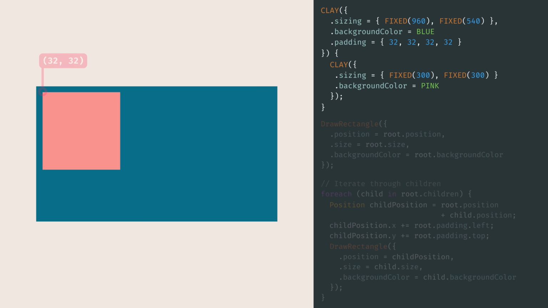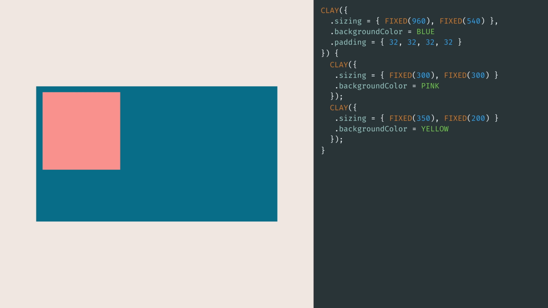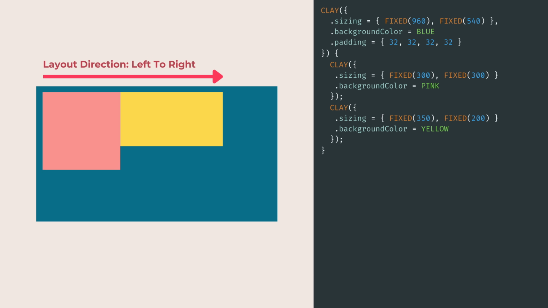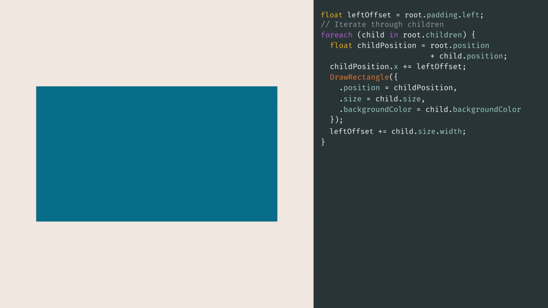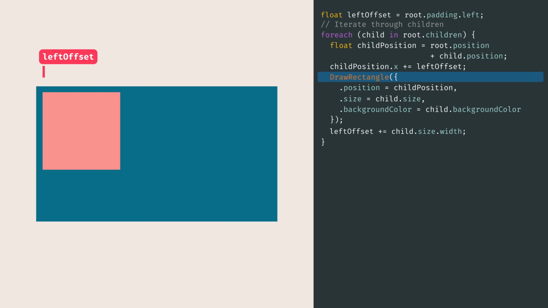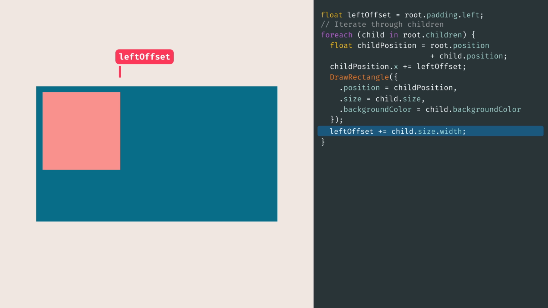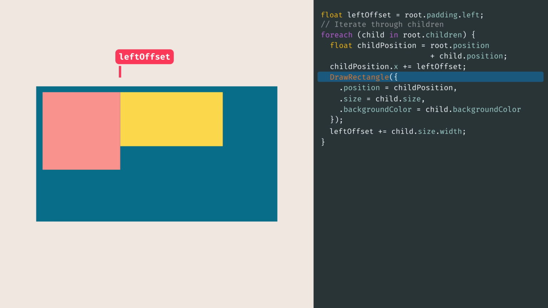Let's crank it up a notch. I'm going to add a second child element to my root node, another fixed size rectangle. Here's where we start to see some auto layout features emerging. By default, Clay lays out its child elements from left to right so they don't overlap. This time, when we're iterating through our child elements, we keep track of a left offset. The left offset starts off as the parent's left padding. And then after we draw the first rectangle, we increment the left offset by its width. So by the time we draw the second rectangle, it'll be drawn just to the right of the first.